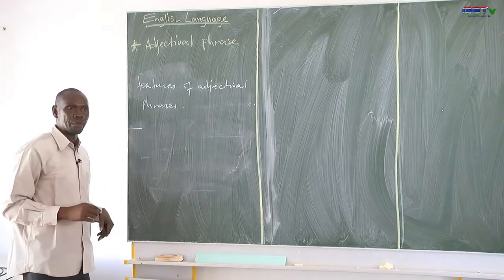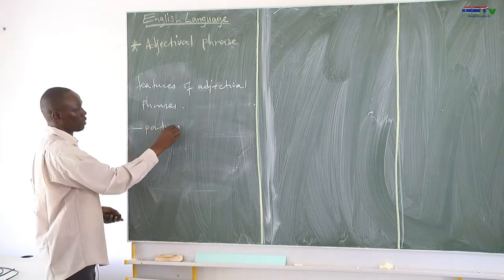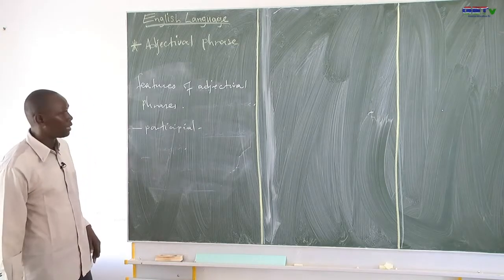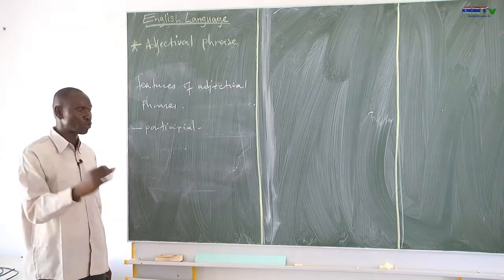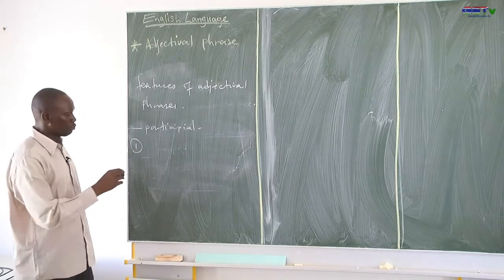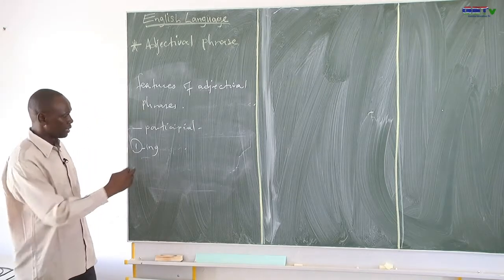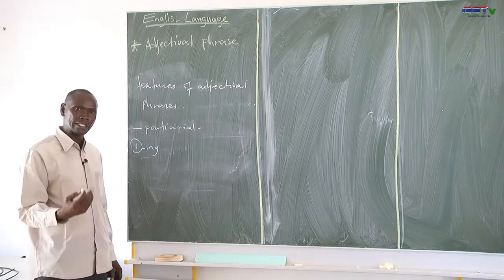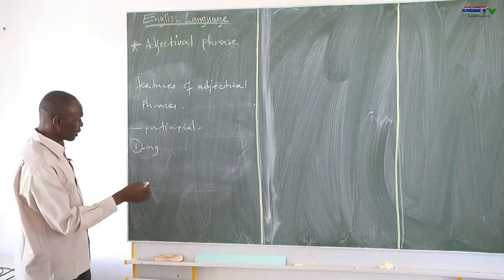Now, the features is that we have what we call participials. This participial, we have 3 categories. So, adjectival phrases may be introduced by participials. One of them could be ing. Now, when a phrase is introduced by ing and then it acts as a qualifier to a particular noun, then you call it an adjectival phrase. Let's look at this example.